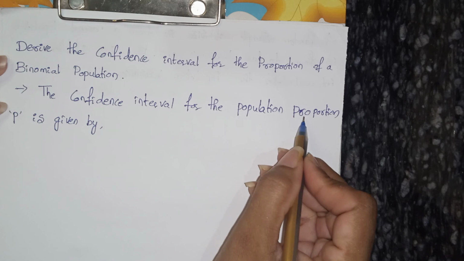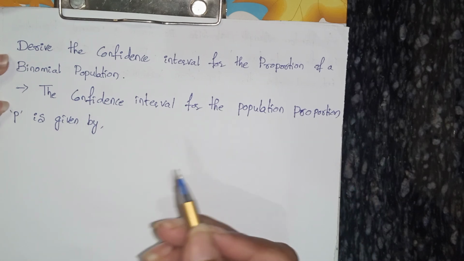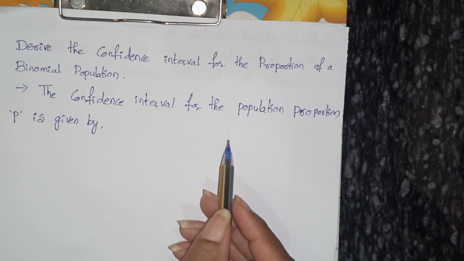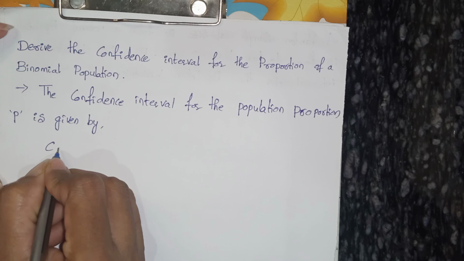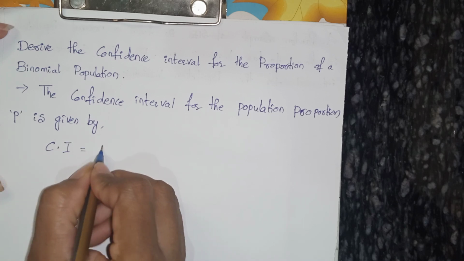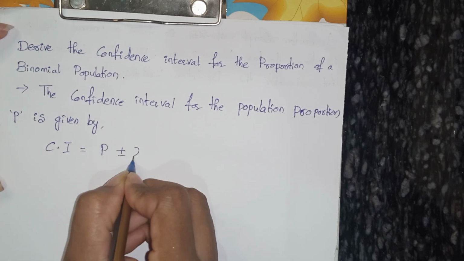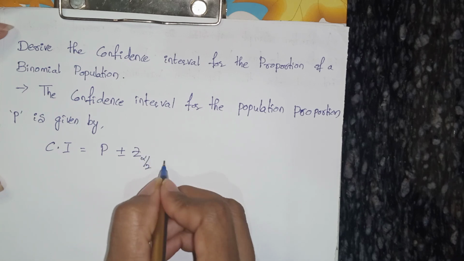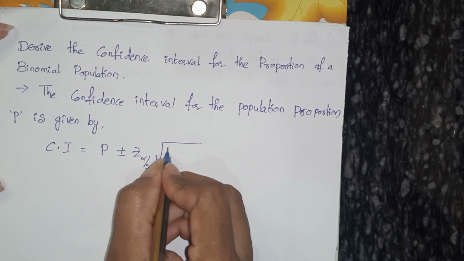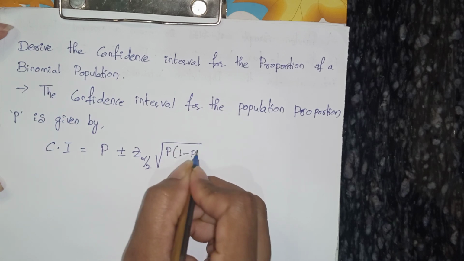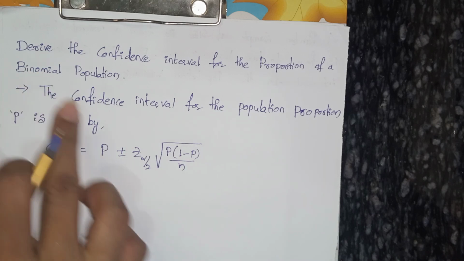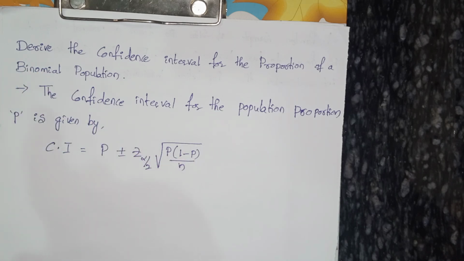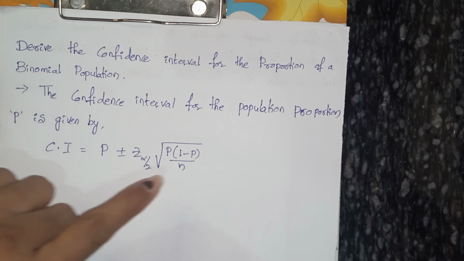Here it is the population proportion, so that's why capital P. If it is the sample proportion, then we denote it with small p. The confidence interval equals p plus or minus Z alpha by 2 into the square root of p into 1 minus p by n. Binomial in the sense what? In binomial we come across the terms PQ, so that's why by using binomial we get this.